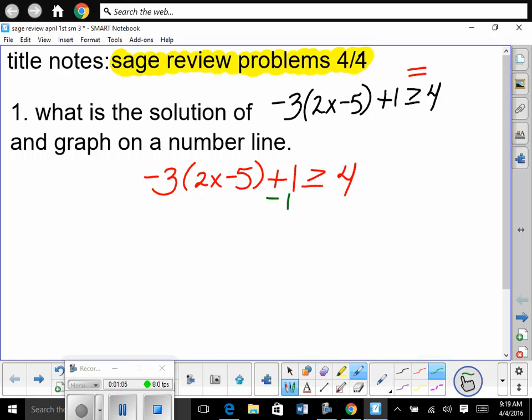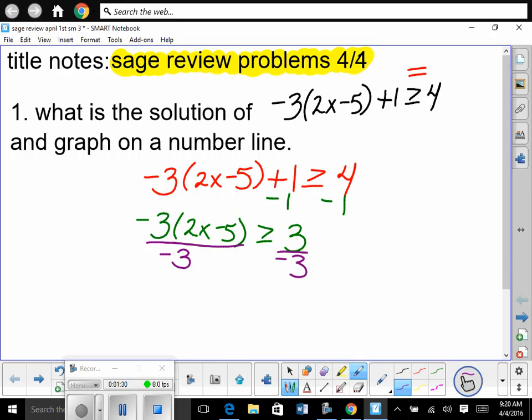I'm going to subtract 1 from both sides. So I have negative 3 times (2x minus 5) is greater than or equal to 3. Now we did not need to change the inequality. We subtracted a number. That does not qualify to change the inequality. Now you could either distribute this negative 3 in, which I'm not going to choose to do. I'm going to divide both sides by negative 3.